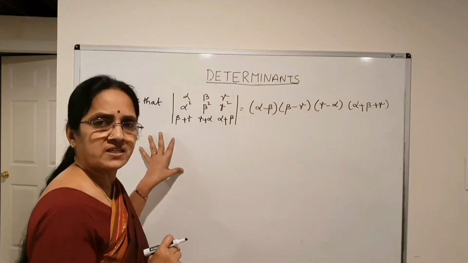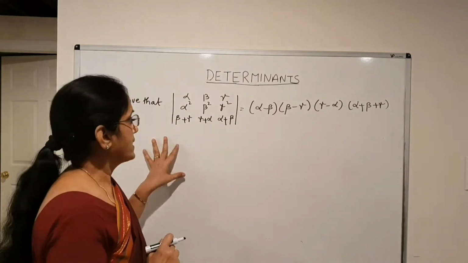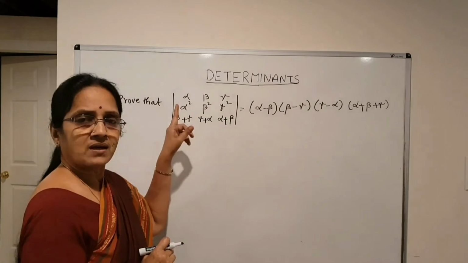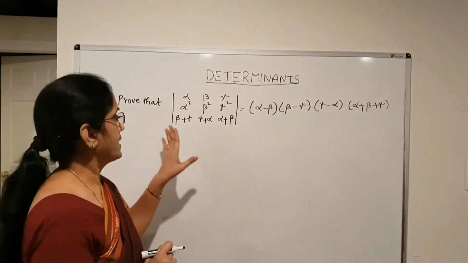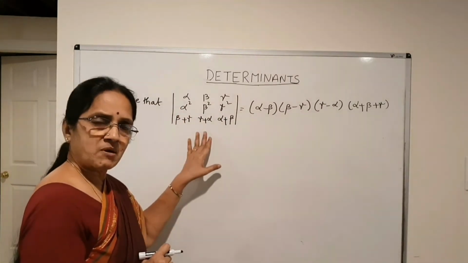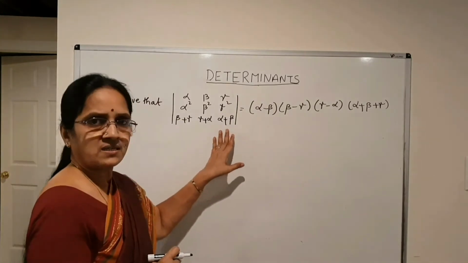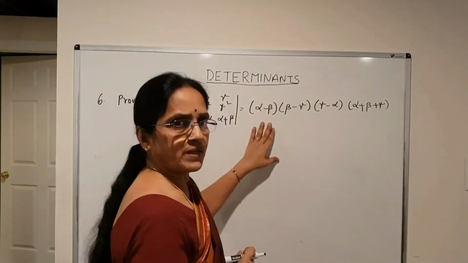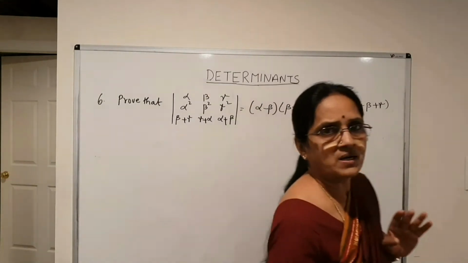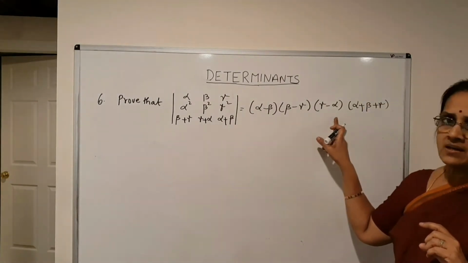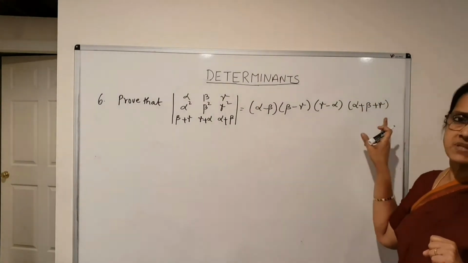Using the properties of determinants, you need to prove that the determinant alpha, beta, gamma, alpha square, beta square, gamma square, beta plus gamma, gamma plus alpha, alpha plus beta is equal to alpha minus beta into beta minus gamma into gamma minus alpha into alpha plus beta plus gamma.